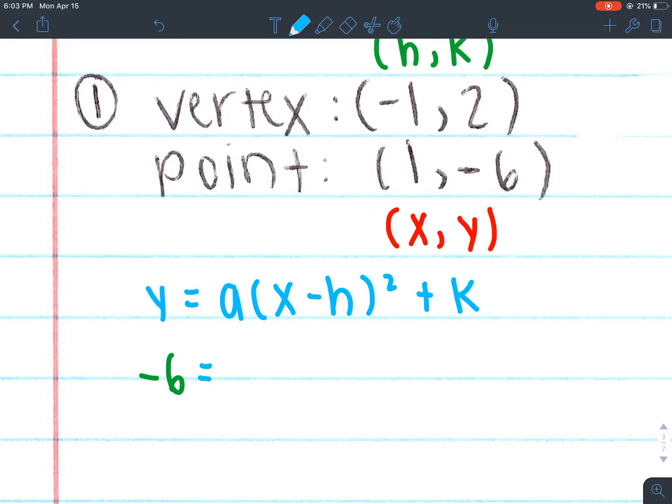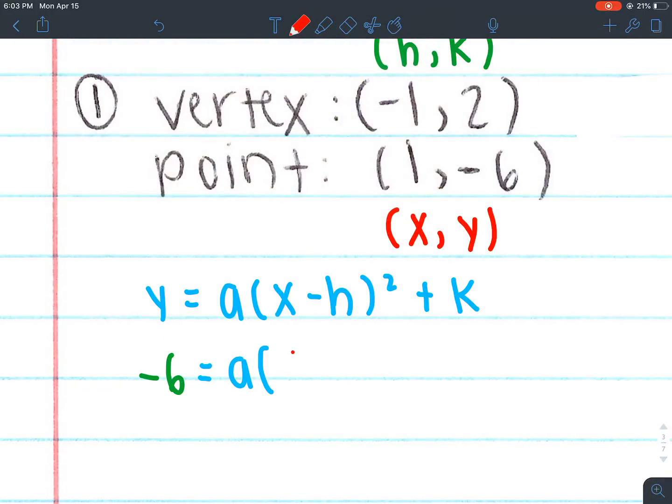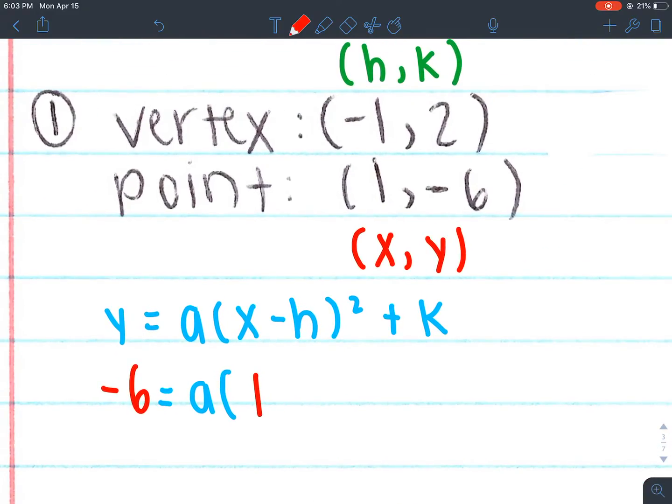Now I don't know a, right? So I don't plug anything in for a. Do I know my x value? My x value is a 1. I'm not really sure why I wrote this in green. Let me change that. It should be negative 6. All right, so the x and y points are in red.